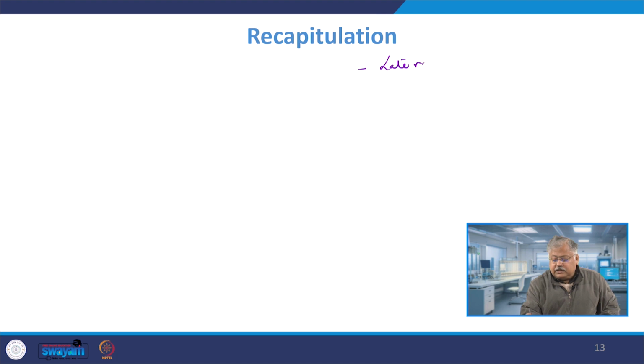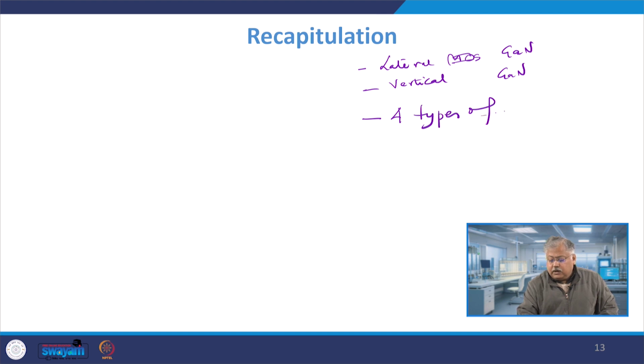So let me recapitulate what we did in this lecture. We looked into, first of all, the difference between a lateral MOS device and a vertical MOS device, both of which can be GaN-based: lateral GaN and vertical GaN. Then we looked into the four types of lateral GaN. Then we looked into the advantages of having lateral GaN as compared to vertical GaN, and finally we ended up with a real simulation of a fin-based MOSFET and showed you how the fin width varies the depletion within the fin structure.